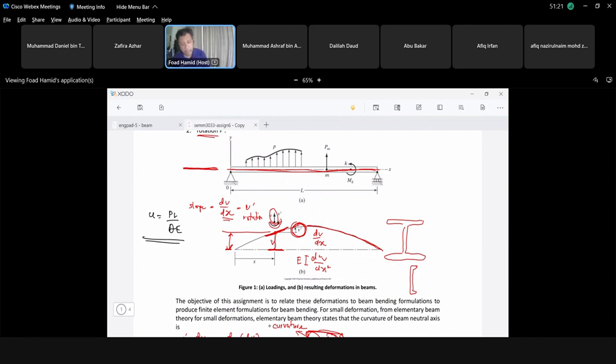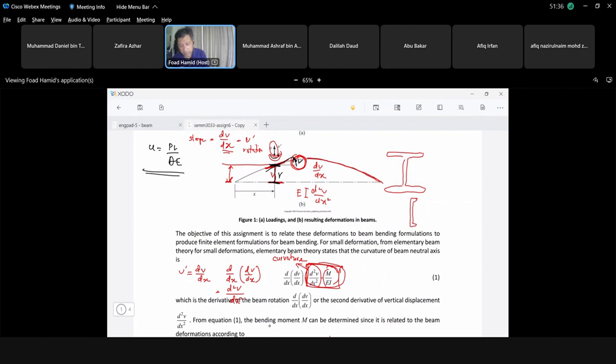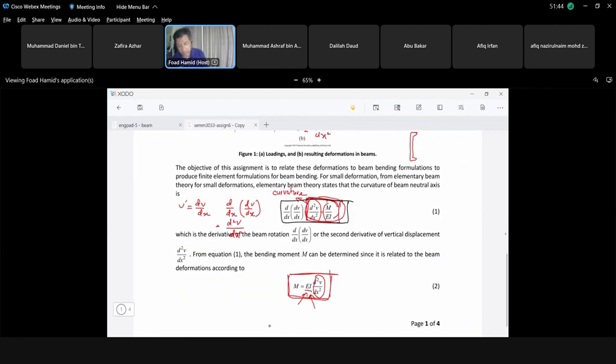But for our beam, there are two deformations that we need to find. One is V, and the other one is V prime. So this is what we want to do. And this is just the relation. This is from solid mechanics, not from finite element. And what we have here is the relationship between the moment and our curvature.